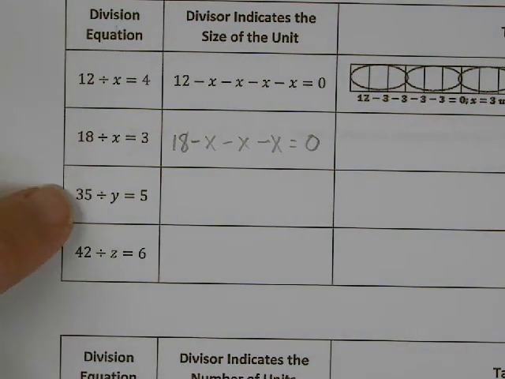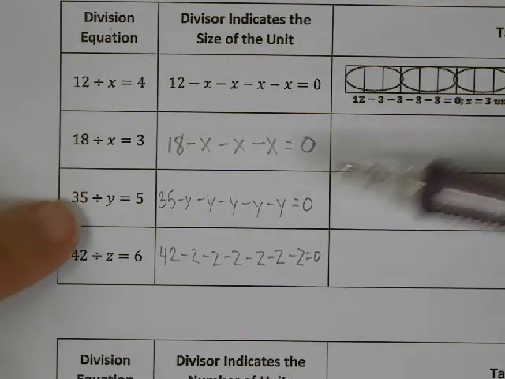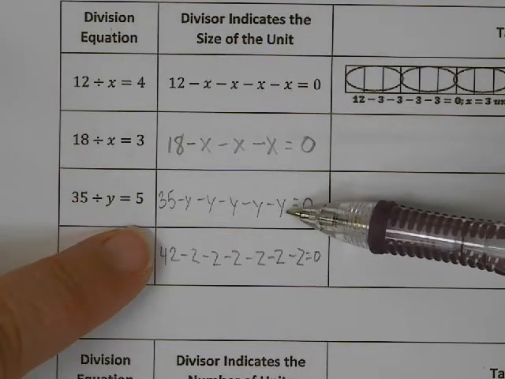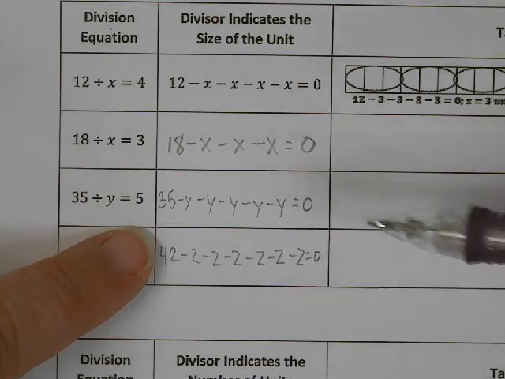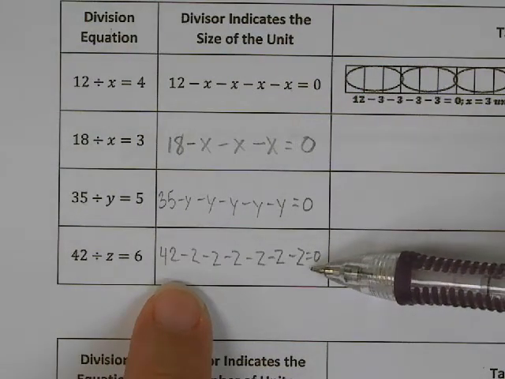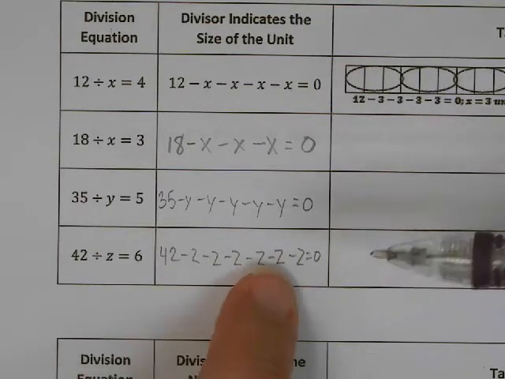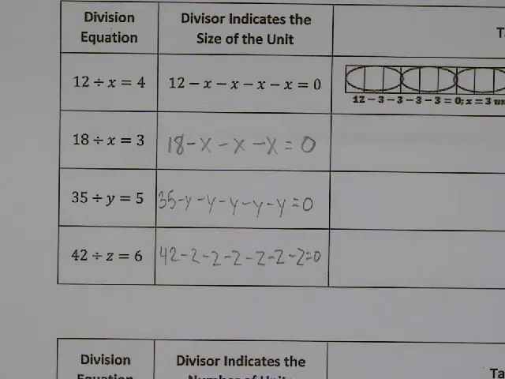I want you to go ahead and do the next 2 on your own. When you're finished, come back and check your answer. So go ahead and pause your video and try that one on your own. You should have found that you should have put 5 y's. So 35 minus y minus y minus y minus y minus y equals 0. And then finally, you should have put 6 z's. So 42 minus z minus z minus z minus z minus z minus z equals 0.